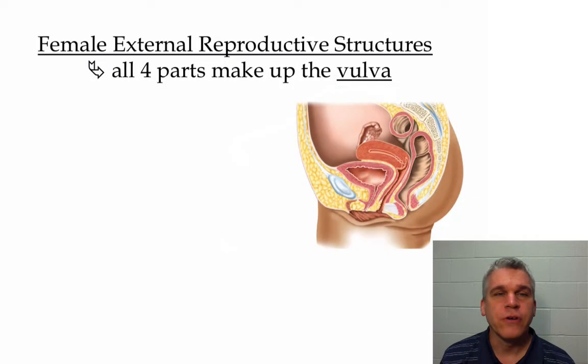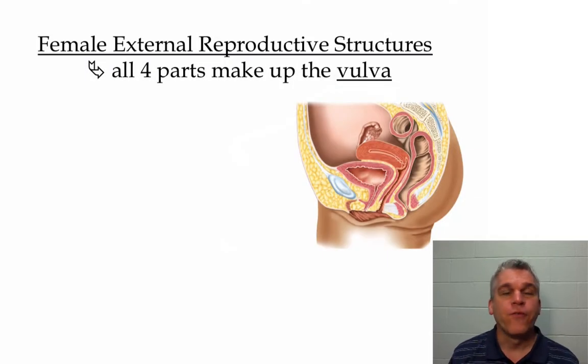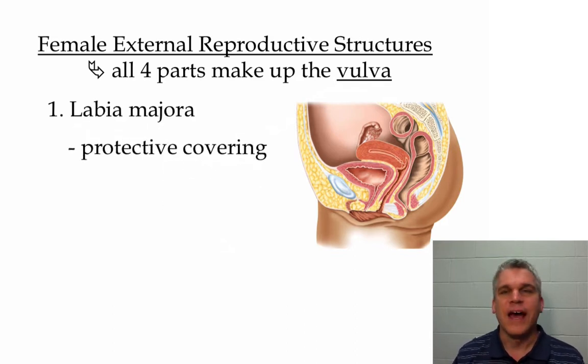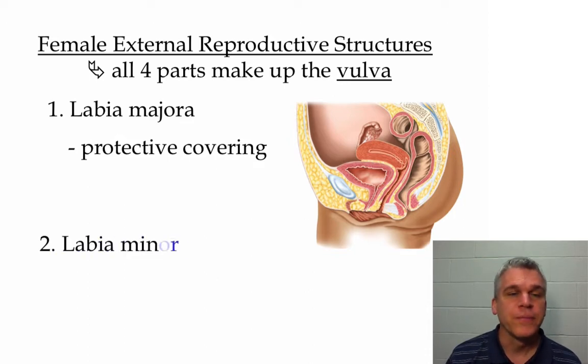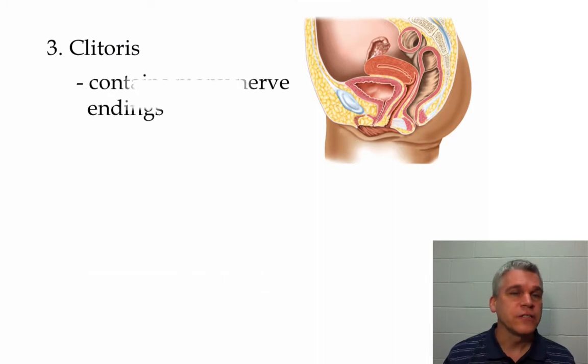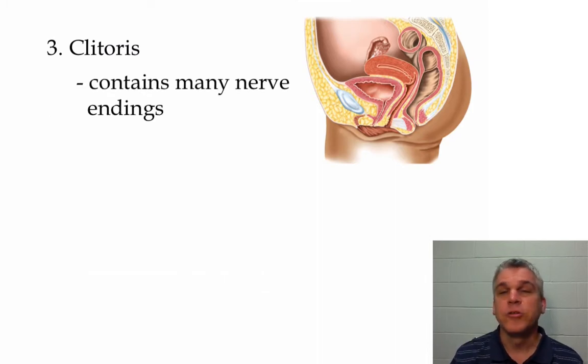For the external structures, there are 4 parts that make up the vulva, and those are the labia majora, which is the outer covering that helps to protect the internal organs. There's the labia minora, and this is also a protective covering just underneath the labia majora. There is the clitoris, which contains multiple nerve endings. The clitoris is made up of the same tissue as the penis.